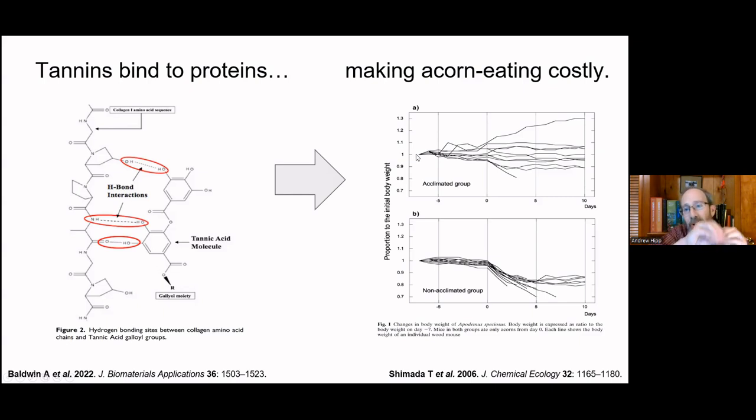They fed a group of mice only acorns, and one group they didn't acclimate at all, so they just started feeding them acorns cold. And these mice did not succeed. They lost weight over time. So just eating acorns, they lose weight. Whereas the acclimated ones actually didn't lose weight, but on average, they also didn't gain weight.